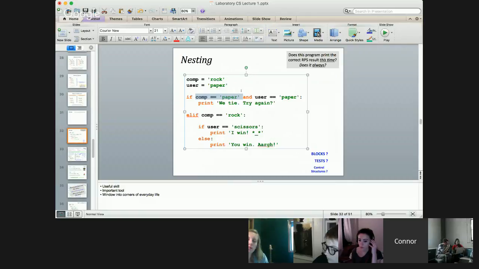It's comp equals rock, and user equals paper. User does equal paper. But since comp equaling paper and user equaling paper are not both true, we jump down to that else. Now we do comparisons from rock, which it is. That jumps us into this next block of code, the second nested comparison. If user is equal to scissors, print win. Otherwise, print movement.